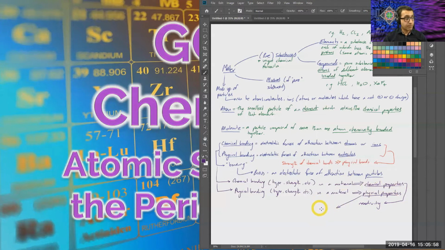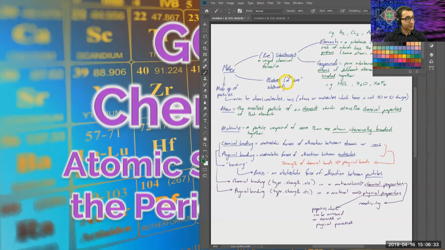So things like boiling points, melting points. In other words, properties which can be measured or observed physically in physical processes. So this now brings us back finally to the definition of a mixture. A mixture is a combination of pure substances, either elements and or compounds.